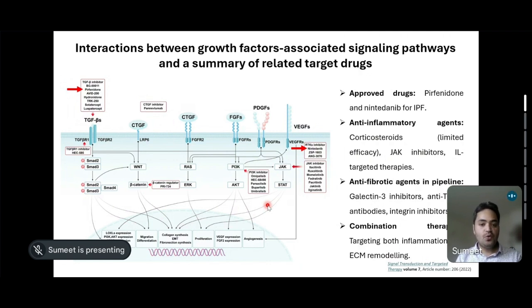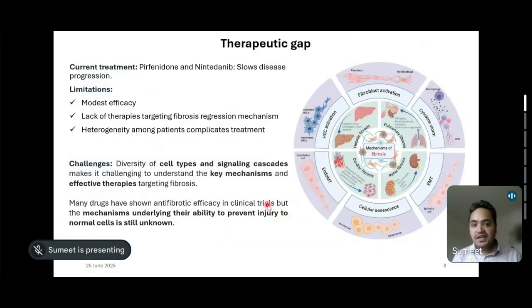And number 2, you have the ECM deposition which results in more of a fibrosis tissue. So if we can block the pathway which is resulting in ECM deposition, and at the same time restrict the chronic inflammation, then that sounds like a very promising approach. But so far, we have not been successful in doing it with efficiency. So the question is, what is the key therapeutic gap?